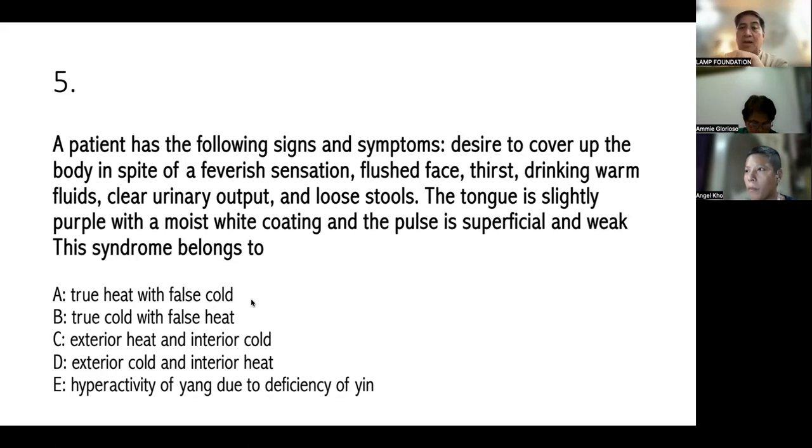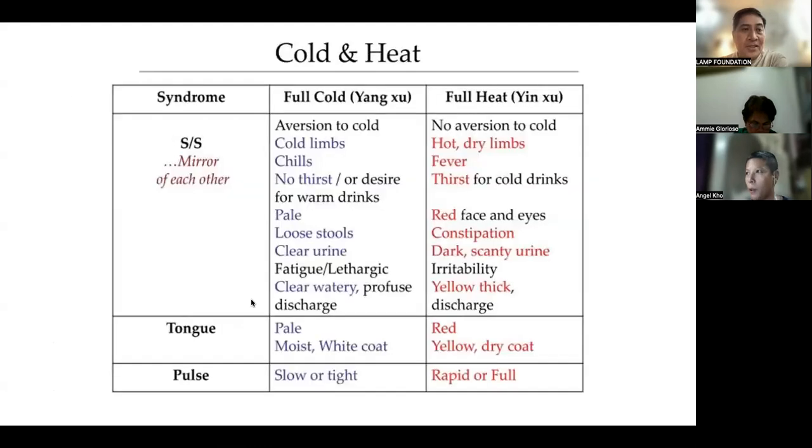Okay. Saan mo nakita yung true cold? Yung true cold po kasi, meron po siyang yung desire to cover body in spite of it. Ano pa? Tinignan mo Doc, yung tongue, di ba? Yes, tongue. May moist white coating po siya, Doc. Okay. Good. Thank you po. Number 6.